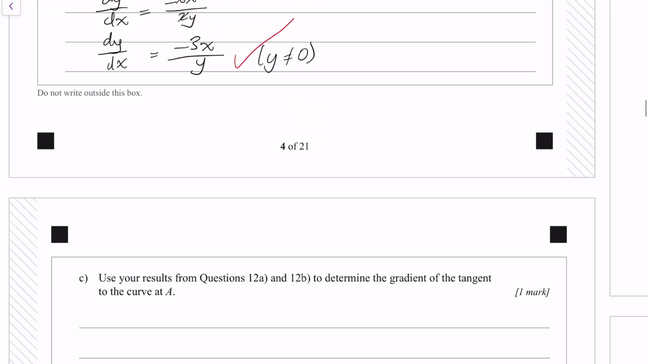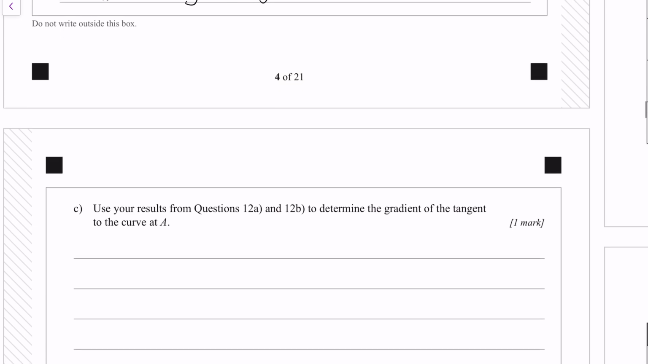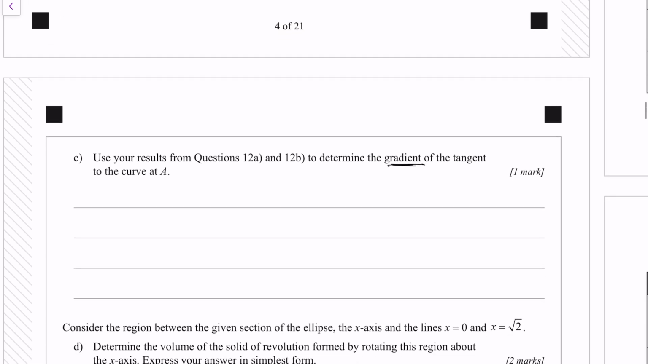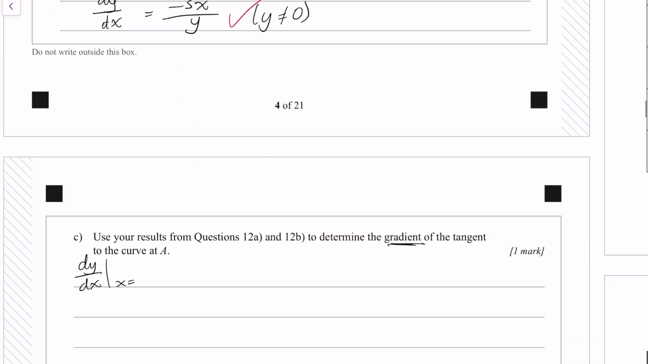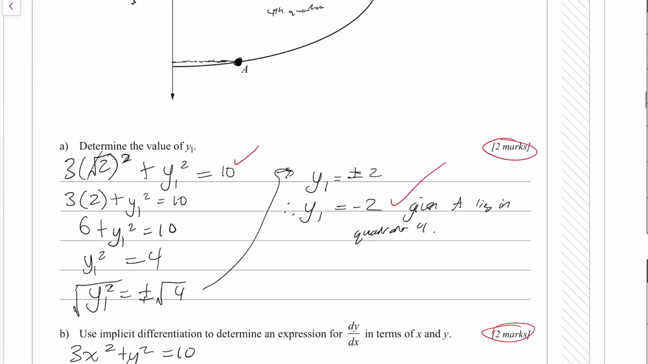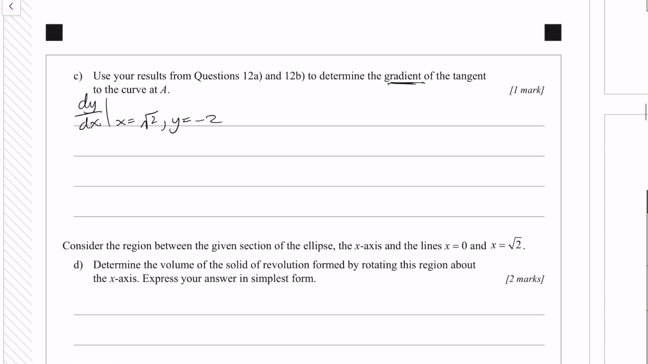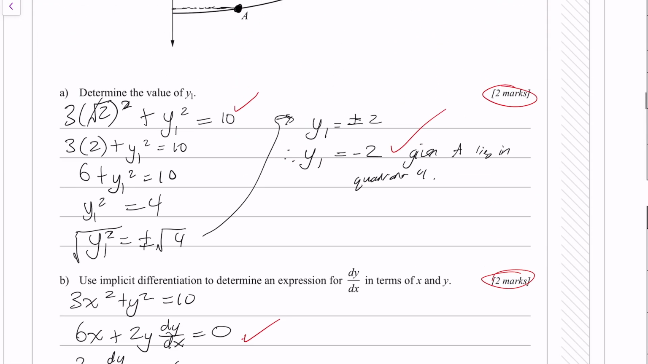So essentially we have a derivative function now, and that is representative of our gradient. So I'm basically just doing dy/dx when x is equal to square root of 2 and y is equal to negative 2. We already have those values from our previous question, so let's use them. So that's just going to be negative 3 square root of 2 over negative 2.